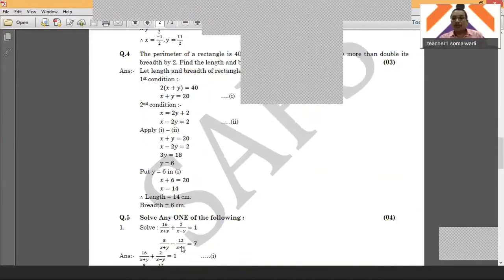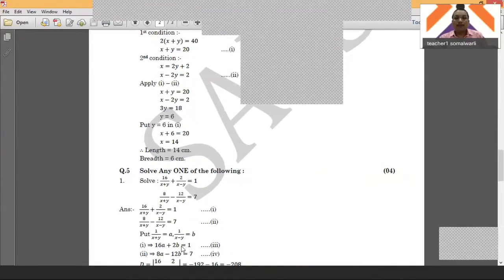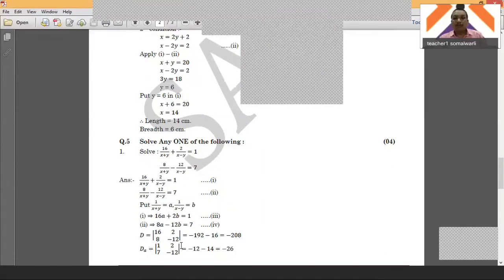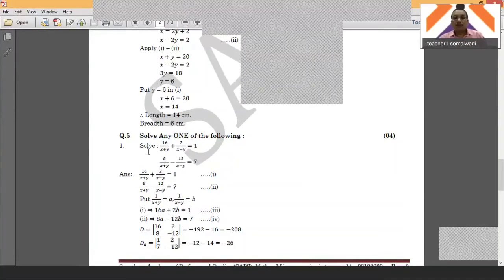Now coming to question number 5, 4 marks each. Solve any one of the following. You have to attempt any one. The first one is solve 16 upon (x plus y) plus 2 upon (x minus y) is equal to 1, and 8 upon (x plus y) minus 12 upon (x minus y) is equal to 7. It is difficult to solve in the given manner, so for making it easier, we put 1 upon (x plus y) as a and 1 upon (x minus y) as b. So it gives us 16a plus 2b is equal to 1 and 8a minus 12b is equal to 7.